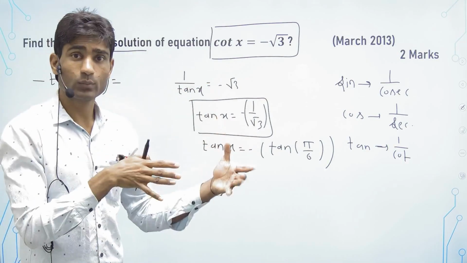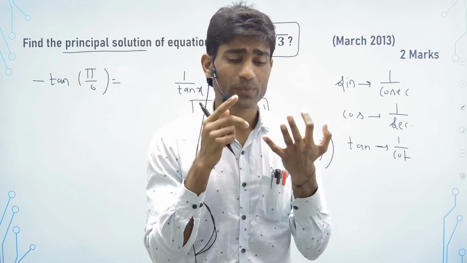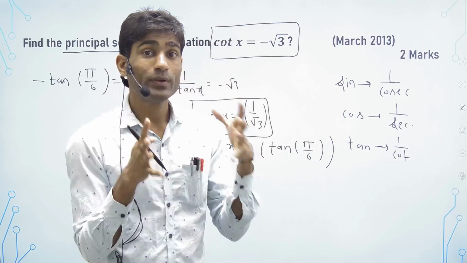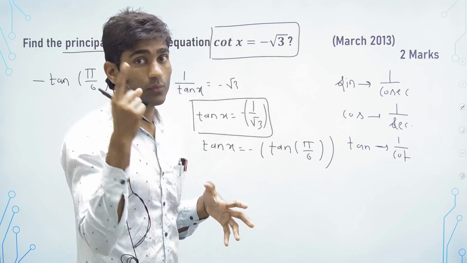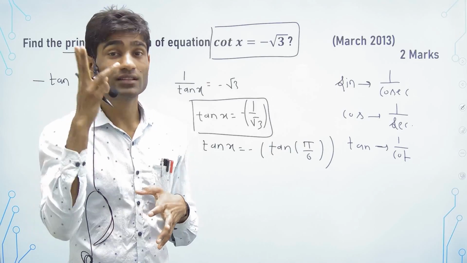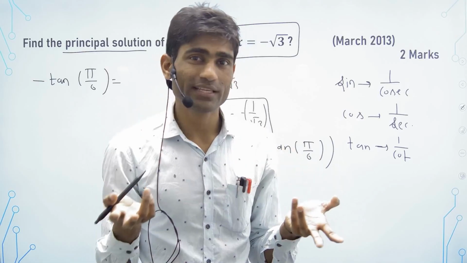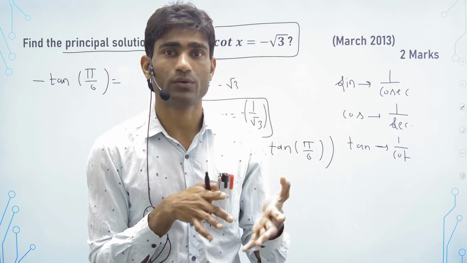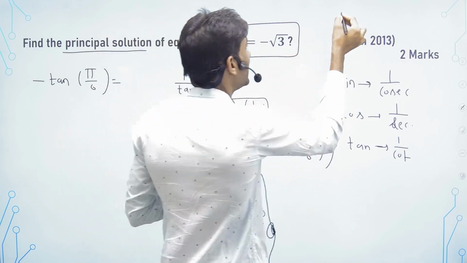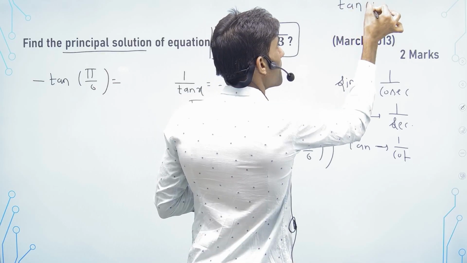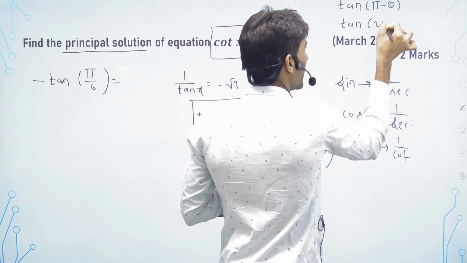For finding that positive theta, we'll use allied angles. Just remember the previous concept where we have negative tan and we want to convert it to positive, so search out where tan is negative. We know that tan is positive in the third quadrant, where tan and cot are positive, and in the first quadrant everything is positive, so we don't have to worry about the first quadrant. So we have to go for the second and the fourth. For the second quadrant we take tan of pi minus theta, and for the fourth quadrant we take tan of 2 pi minus theta.